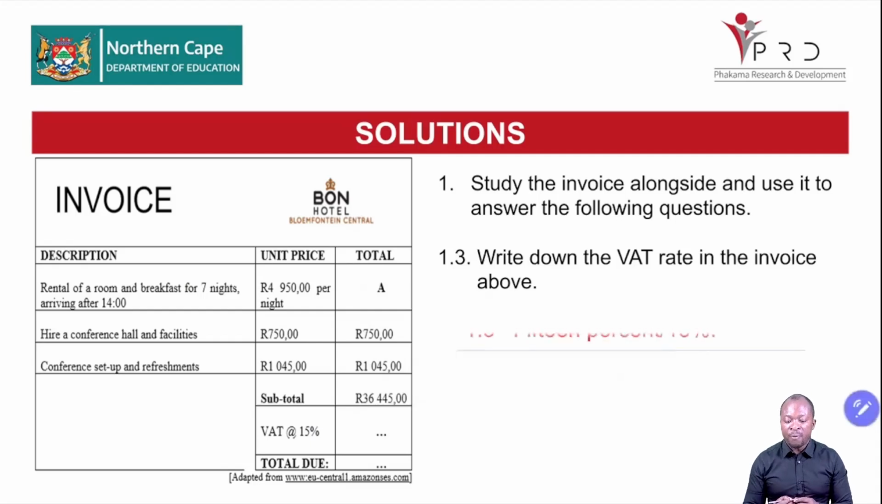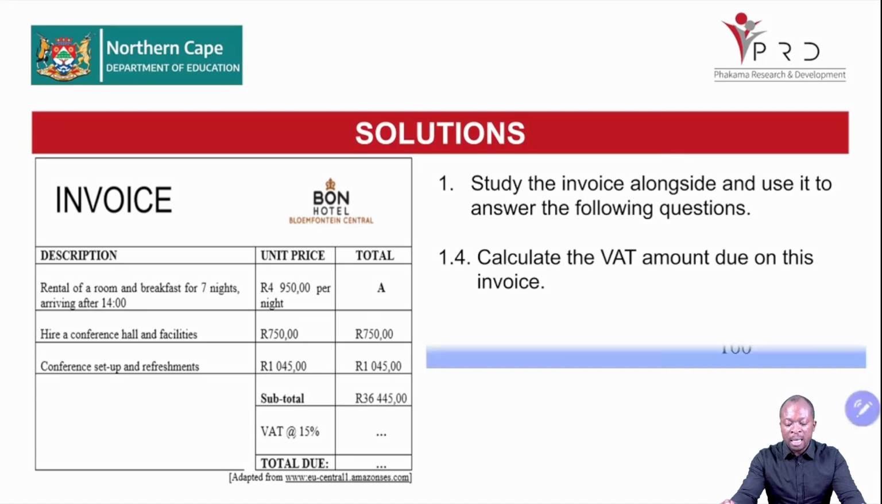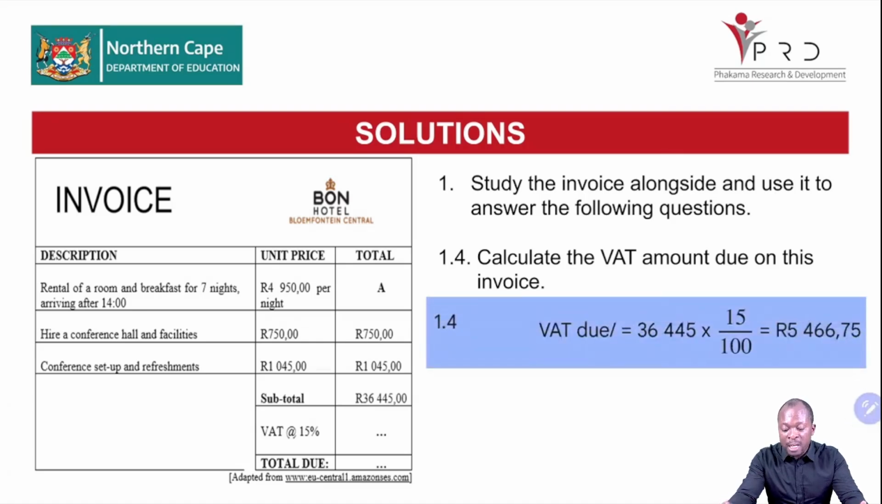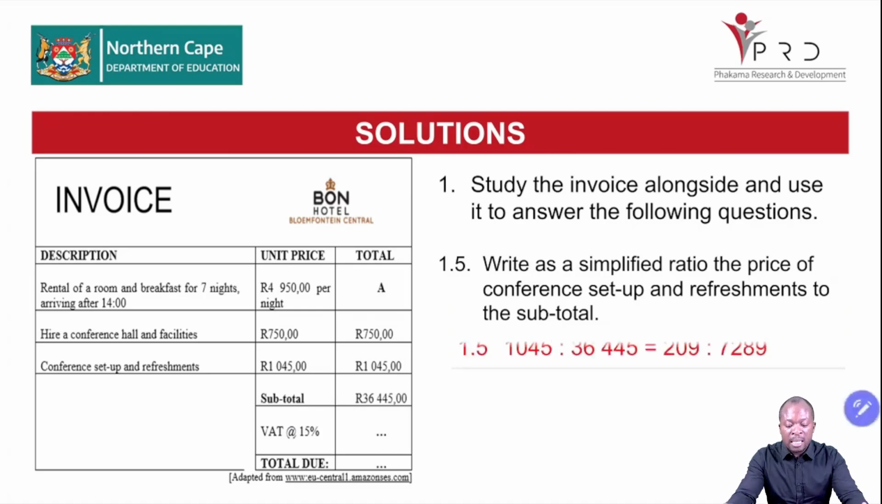It says write down the VAT rate. So we realize that the VAT rate is what? 15%. Now, they're asking us to calculate the VAT amount due on this invoice. If the total is 36,445, we know the VAT rate is what? 15%. So 15% of 36,445. You will be saying 15 over 100 times 36,445. You can start with the 15%, or in this case, what I've shown you on the screen. It doesn't matter. It will not change the answer. So be prepared to know that you are going to answer such questions.